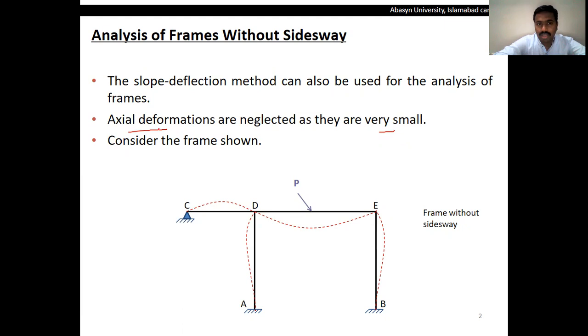Axial deformation means the deformation caused by the force acting along the length of the member. If it is a horizontal member, then axial deformation will be in the horizontal direction. If it is a vertical member like A to D, then axial deformation will be in the direction of member A to D, which is vertical. So in case of frames, we usually neglect these types of axial deformations.